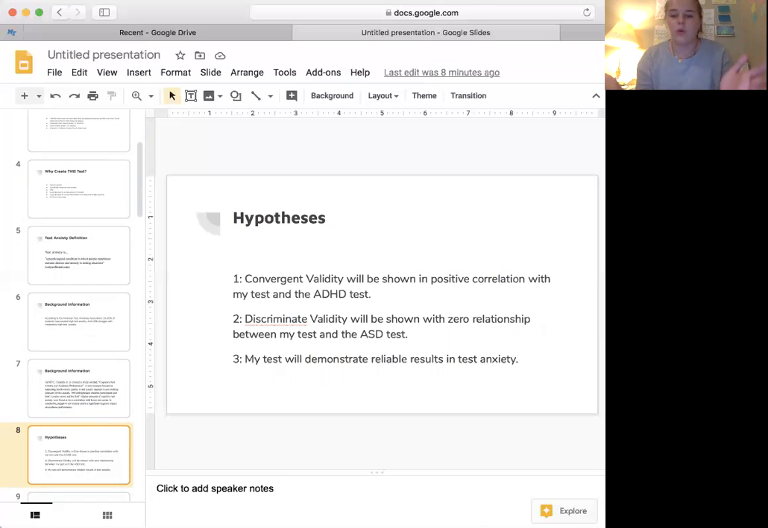So, what are my hypotheses? Number one, convergent validity will be shown in positive correlation between my test and the ADHD test. Number two, discriminant validity will be shown with zero relationship between my test and the ASD test. Number three, my test will demonstrate reliable results in test anxiety.